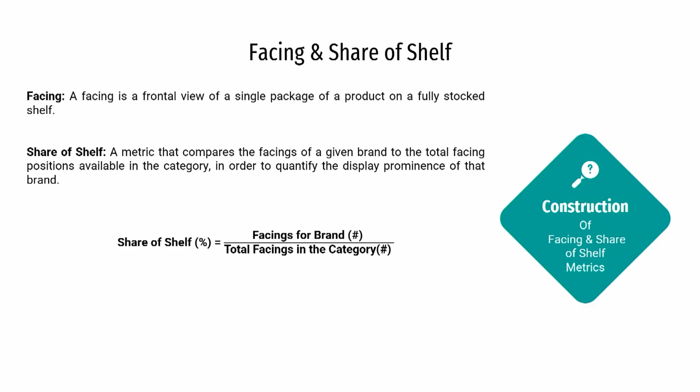Next, we will move into two different metrics. Again, these are also related to your channel management. One is called the facing and another is called the share of shelf. Basically, facing is a frontal view of the single package of a product on a fully stocked shelf, right. So, facing means is it faced towards the customers.